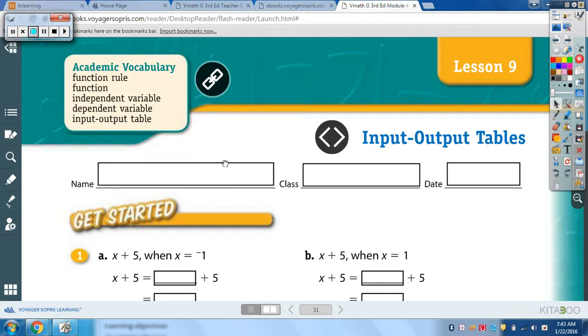Good morning. Today we're going to start with Module 4, Lesson 9, Input-Output Tables. Students are to complete an input-output table when given a function rule. Let's start out today with our academic vocabulary.